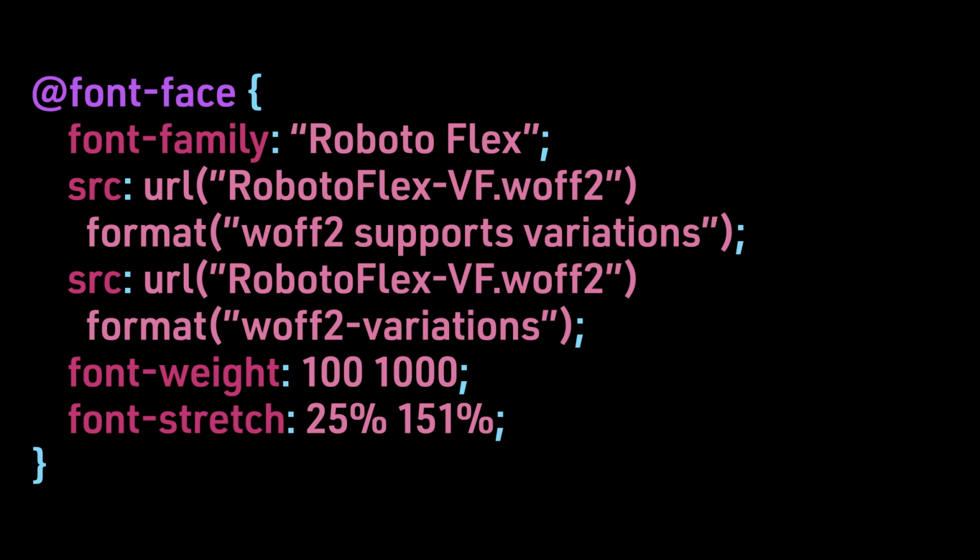You can see that there are some differences from what we have been learning. Since variable fonts are new, they are not fully supported. The format woff2-variations is current, but will be deprecated, while woff2 supports-variations is a future format. Two numbers are indicated for font-weight and font-stretch, since you should indicate the range of supported weights and percentage of stretch. When using a variable font, you will want to indicate the amount of stretch you desire.